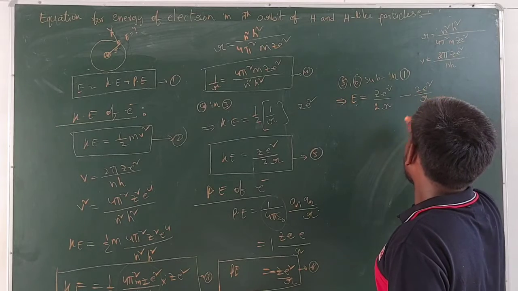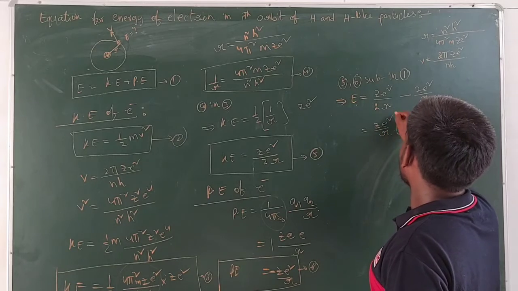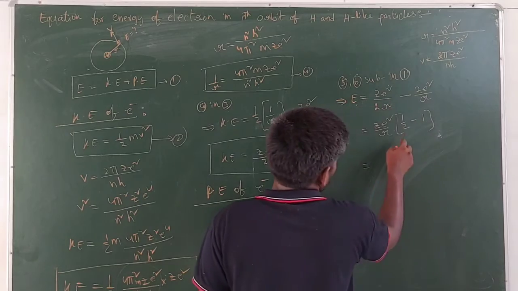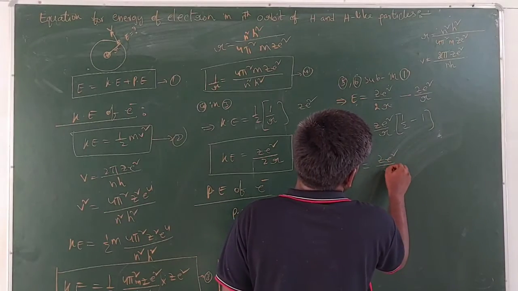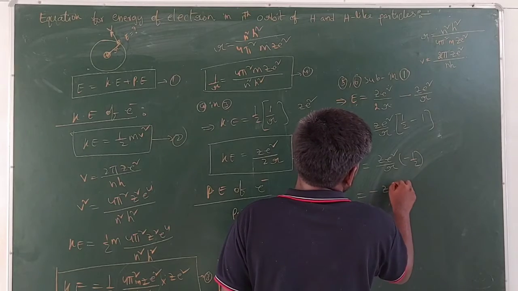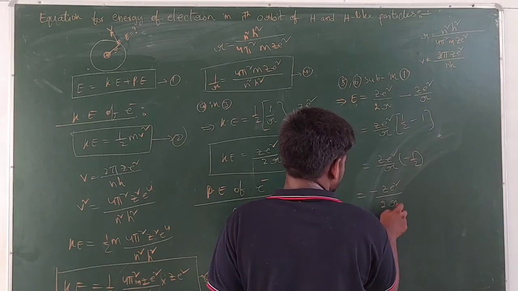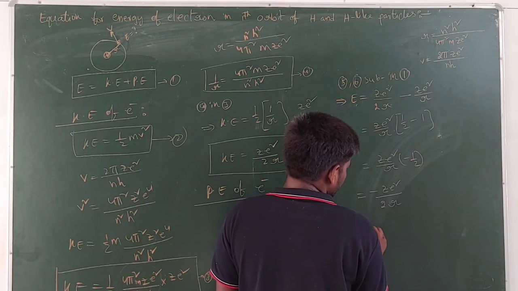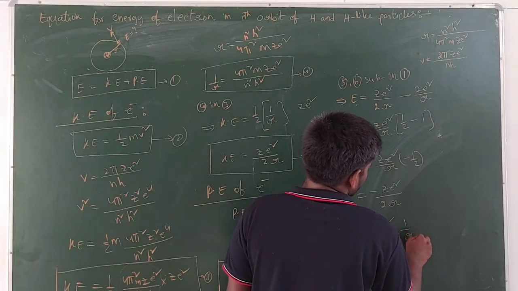Now here guys, Ze square by R is common. Then the rest one is 1 by 2, and here you will get minus 1. So half minus 1 will equal minus half. So you will get Ze square by R into minus half. This one you can write like this, minus Ze square by 2R. Now again we have to substitute the R value. Before substituting the R value, you modify this equation like this, Ze square by 2 into 1 by R.